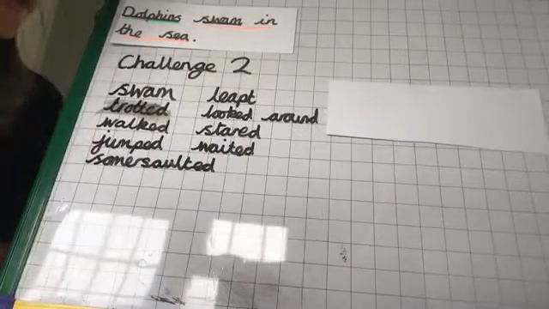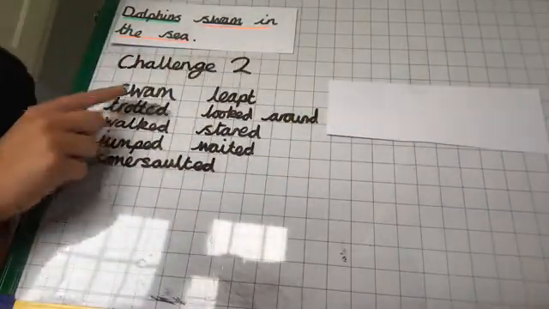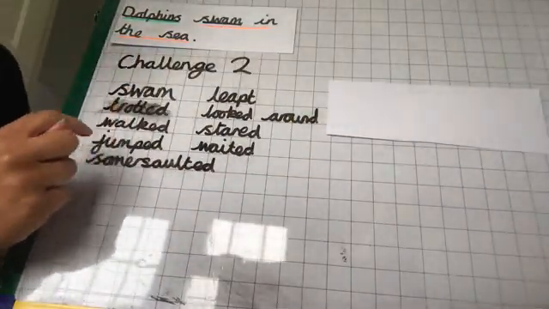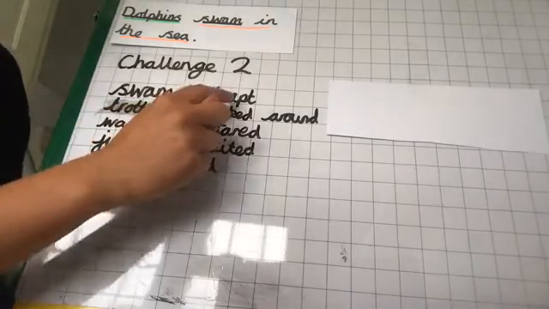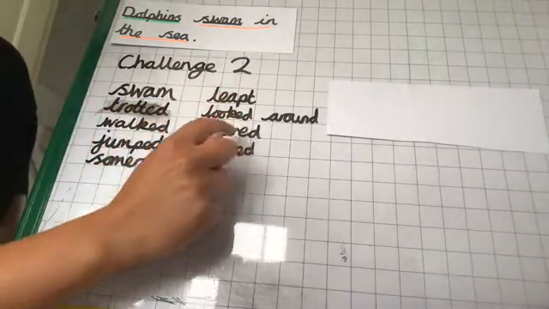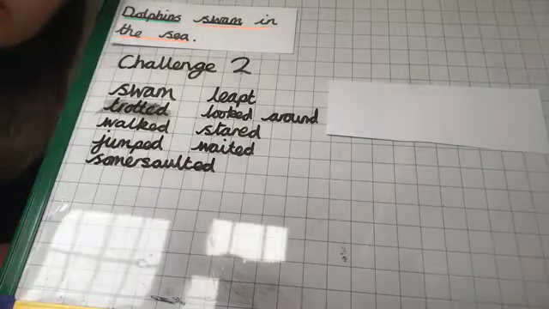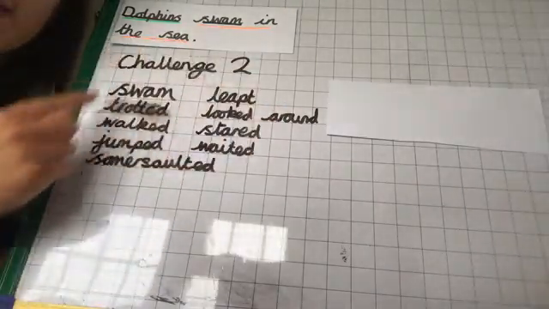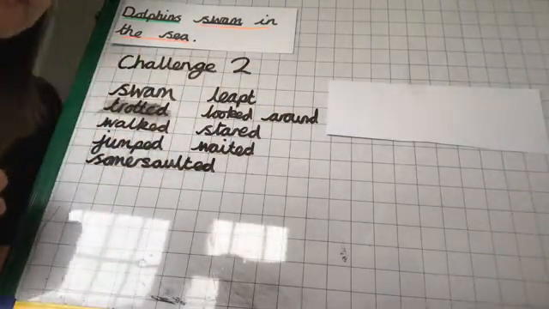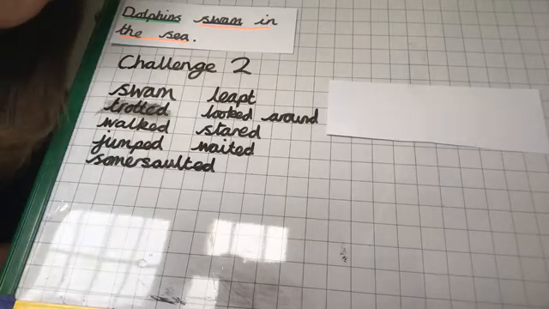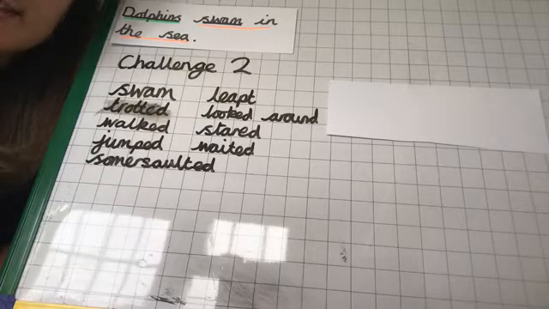Okay, so I have written my verbs down that I saw. So I've got swam, trotted, walked, jumped, somersaulted, leapt, looked around, stared and waited. I'm sure you've got lots more than me. If there are any of mine you'd like to pinch, then feel free to write them down. Now what we're going to do is we are going to put them into sentences.